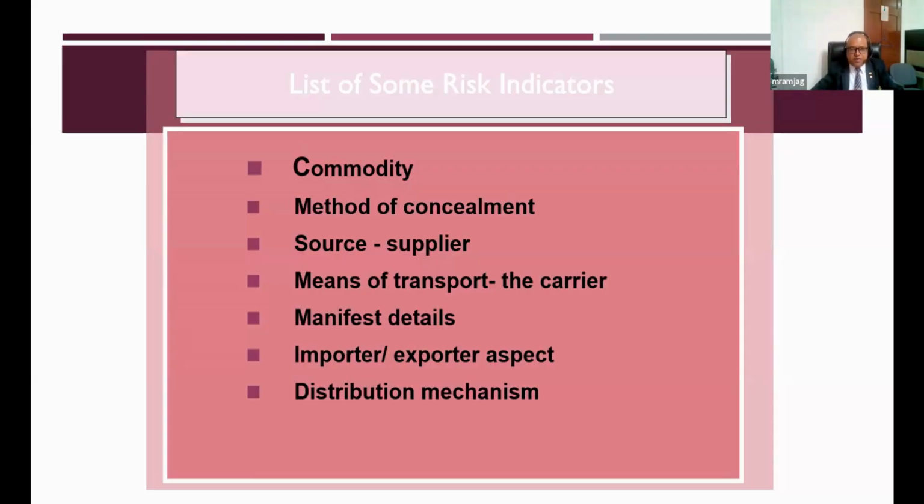Most of you would know what I'm talking about. Method of concealment: you go to examine a container, you notice the regular size of a container a vehicle could drive in, but suddenly when you go into this container, it's much smaller. You look for a false wall at the time of examining goods.